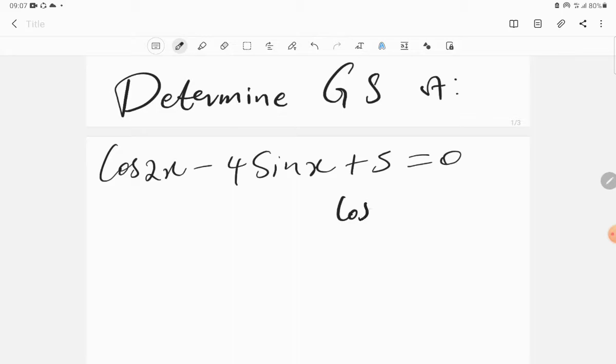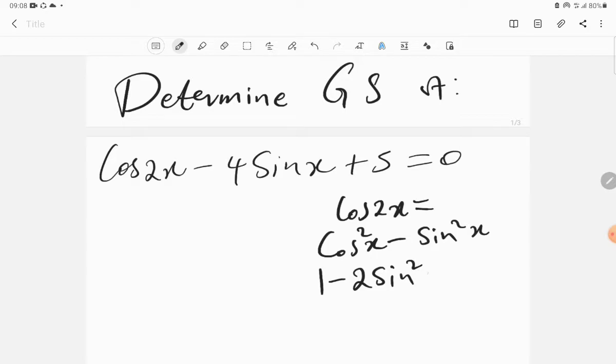You need to remember that cos 2x is equal to three identities that equal each other. So cos 2x can be changed to be cos squared x minus sine squared x, or you have 1 minus 2 sine squared x, or you have 2 cos squared x minus 1. So you take any of these as long as it is going to help you eliminate one of the trig ratios that are given.